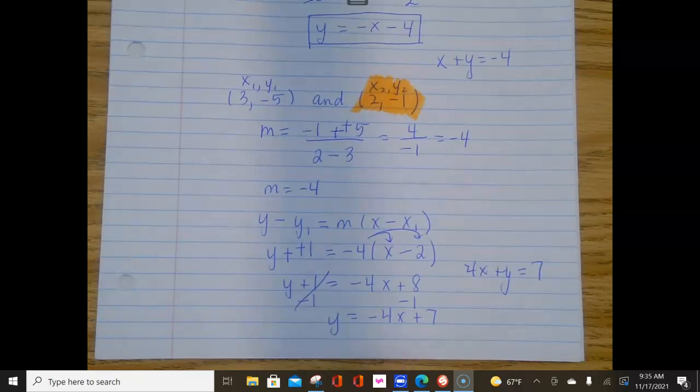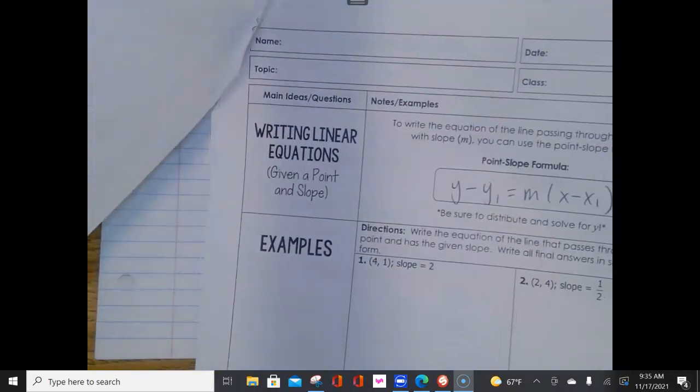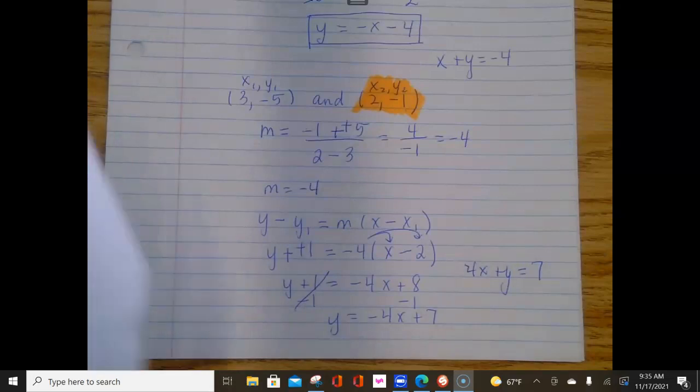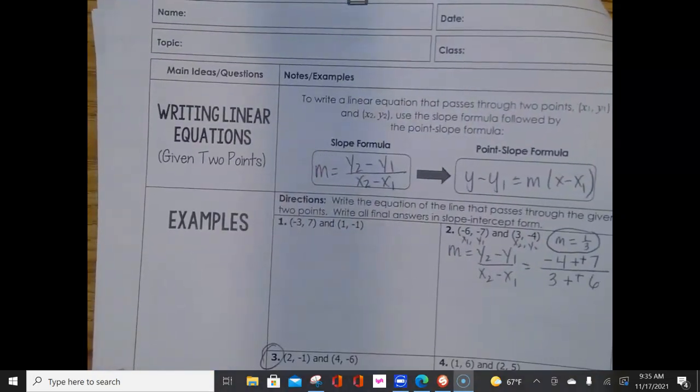Okay, so what I've done in this video is I have done it where we can write the equation of the line, guys, when we're given just the point and the slope. And then we've also now done where we can write the equation of the line given 2 points.